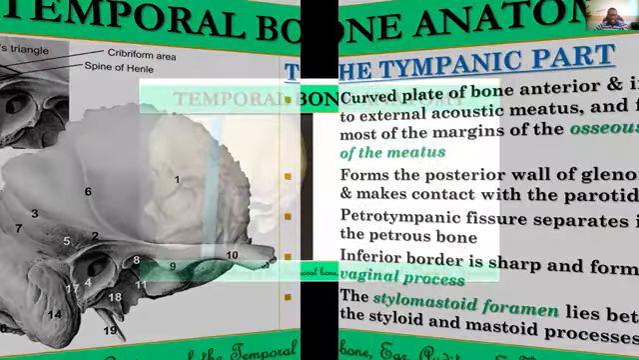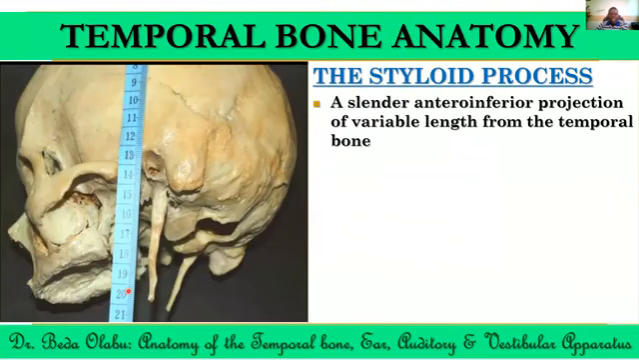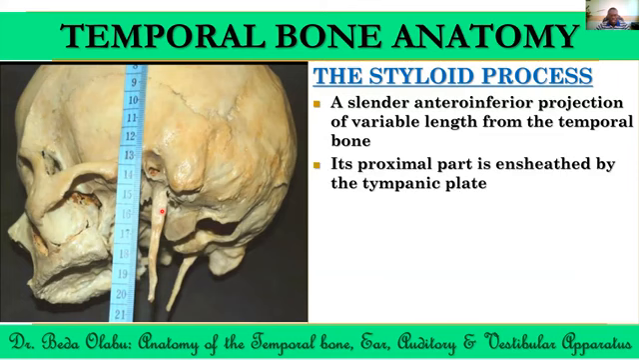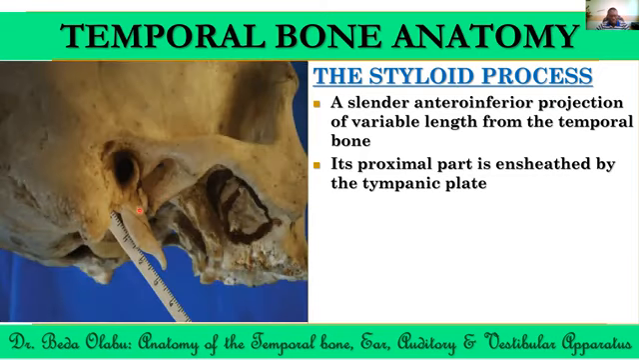The fourth entity is the styloid process. So the styloid process is a slender projection, highly variable. It can be very massive, like these ones appear massive. Some of them are short, so the length is highly variable. But it's a sharp projection inferiorly and slightly anterior. The proximal part is sheathed, as I've just mentioned, by a part of the tympanic bone. This one here, the vaginal process of the tympanic bone. Then this is the styloid process.